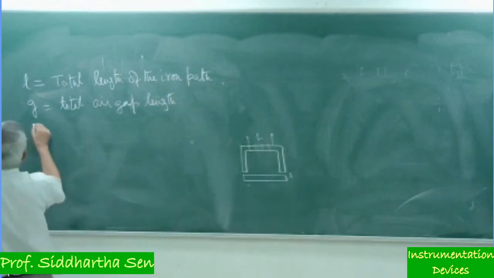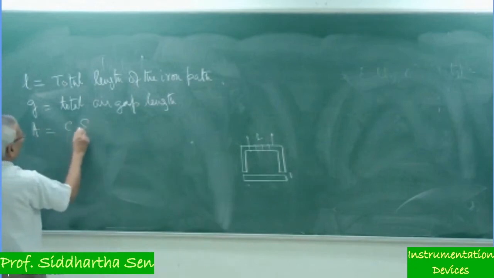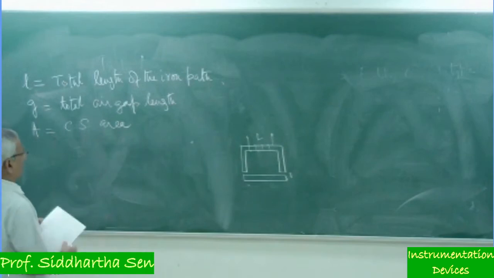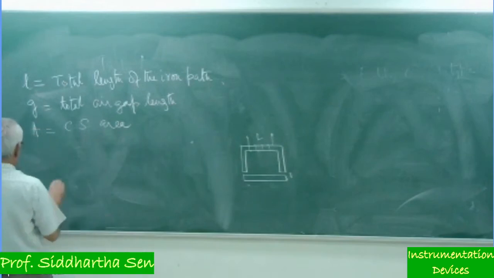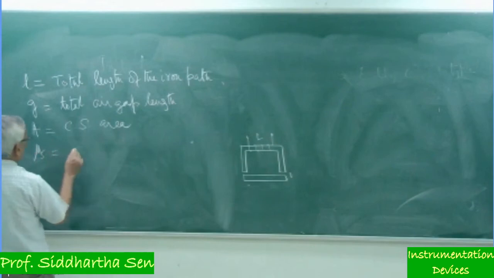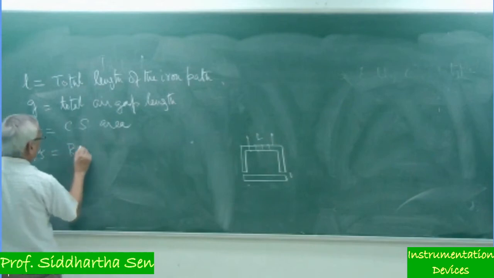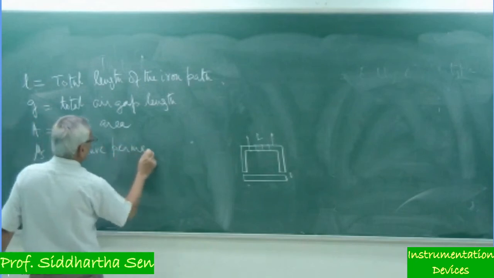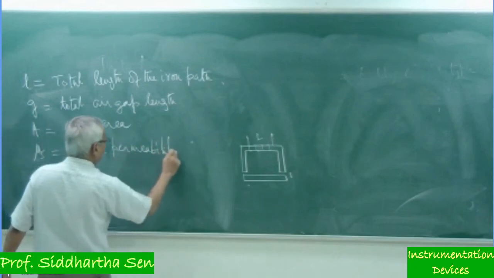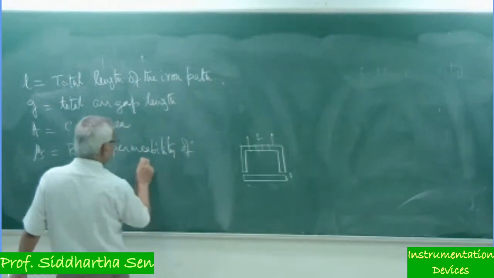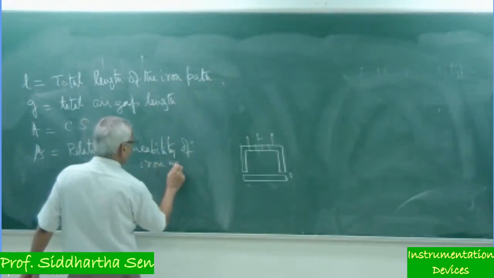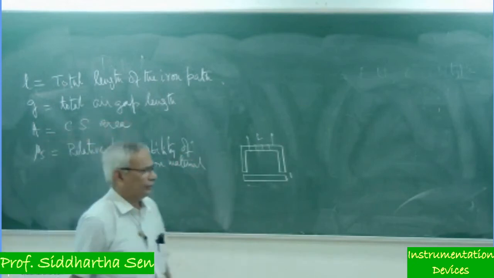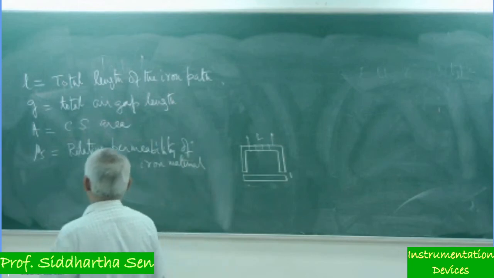And A is the cross-sectional area, and mu s, I call it the relative permeability of the iron material. So it's definitely iron, or nickel also we can have, this sort of magnetic material.